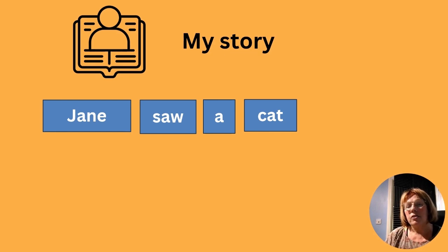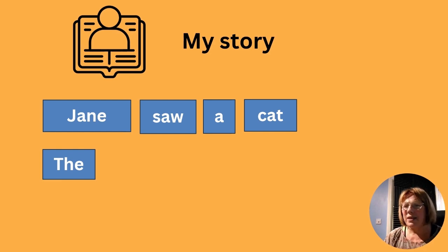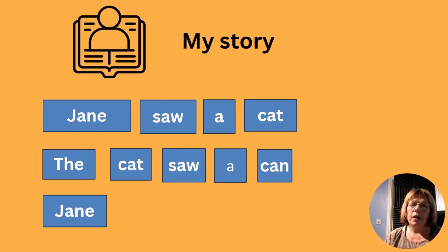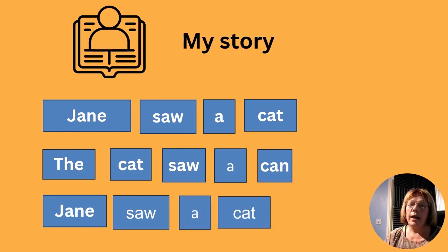Cat, cat. Jane saw a cat. Th, that's actually two sounds. It's like the. But I put it together so quickly. We got the word the. Cat, cat. Or, well done. That was much better because we didn't sound s, did we? It's or can. The cat saw a can. Jane saw a cat and a can.